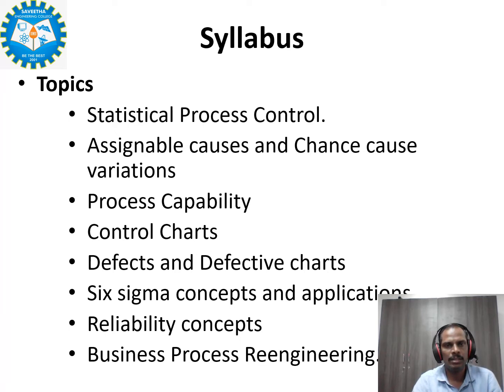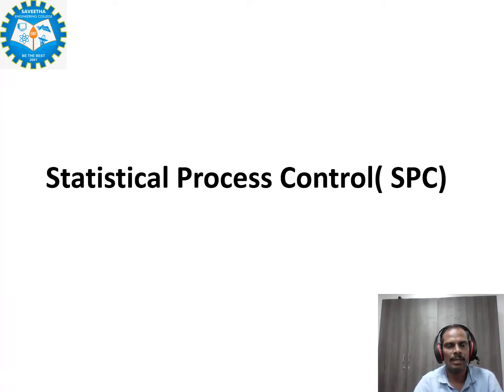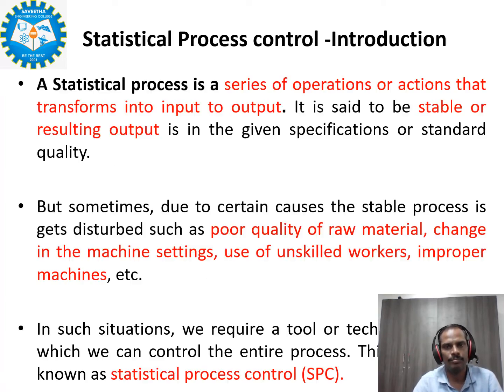In this unit, we have different topics such as statistical process control, assignable cause and chance cause variations, process capability, control charts, defects and defective charts, Six Sigma concepts and its applications, reliability concepts, and business process reengineering. First, we are going to see statistical process control. First of all, you should know what is meant by statistical process control.